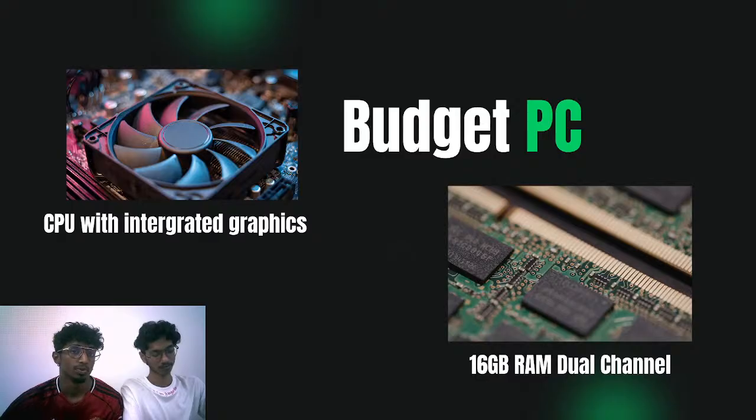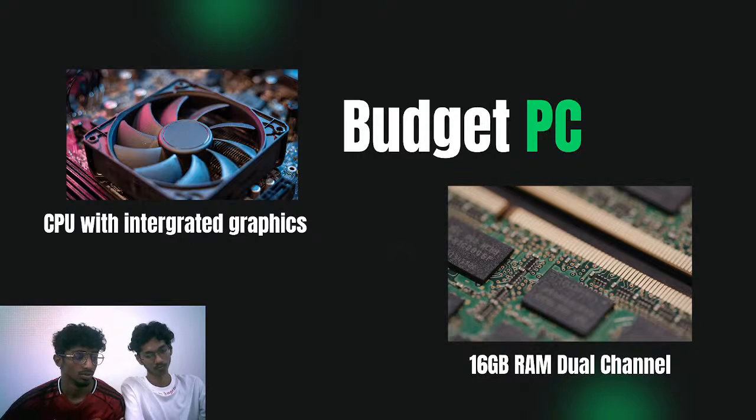One of the important components in a budget PC is the CPU, which is also known as the processor and the heart of the PC. The CPU is the main thing and plays a main role in the PC. The CPU handles all the calculations and tasks on your computer.